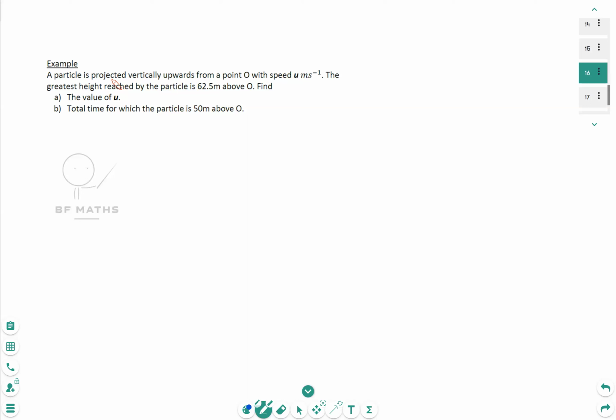Example. A particle is projected vertically upwards from point O, at u meters per second. The greatest height reached by the particle is 62.5 meters above O. So this is 62.5 meters. And then we assume the ball would come back down. Find the value of u.